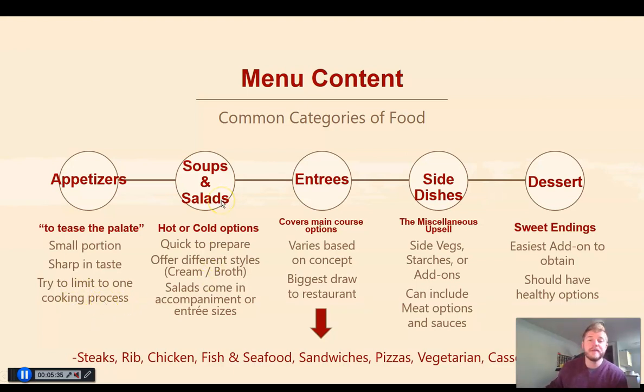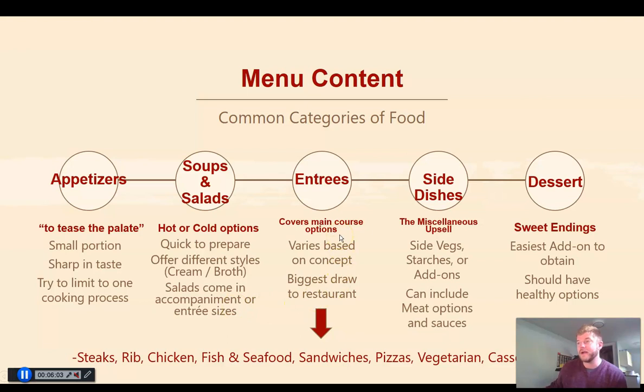Soups and salads, hot or cold options. These are quick to prepare. Usually with soups, they offer different styles. So it'll be a cream and a broth, or like a chili and that's something more light. And then salads, and they can come in accompaniment sizes or entree sizes. So this is a big change in the last maybe 10 years or so, where you see salads being a main entree now. Typically, they're more an accompaniment.